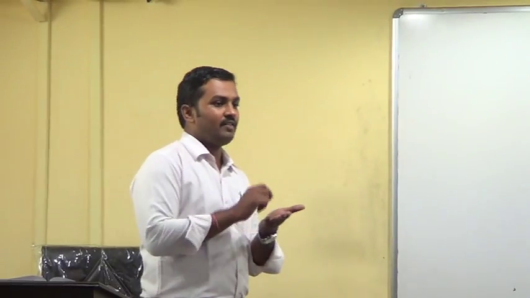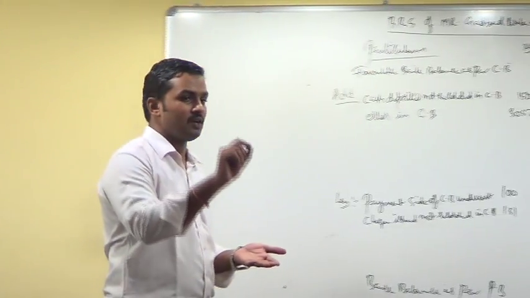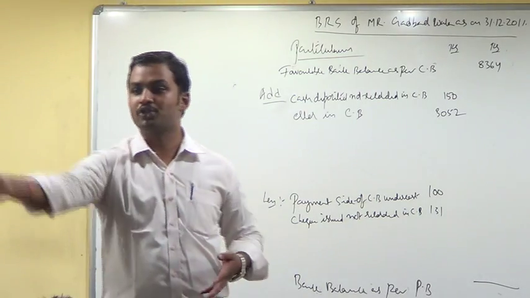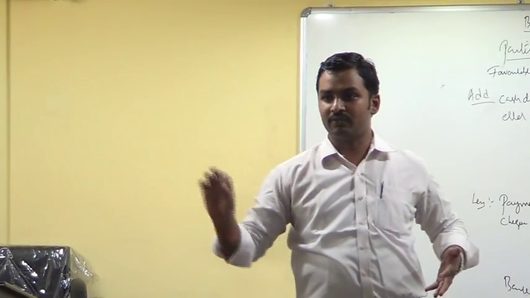Out of the total checks amounting to 11,514 drawn in the last week of December 2011, checks aggregating 7,815 were encashed in December. Now what does that mean? In the last week of December, we have written checks worth 11,514 rupees. We have issued checks to our suppliers, 11,514.